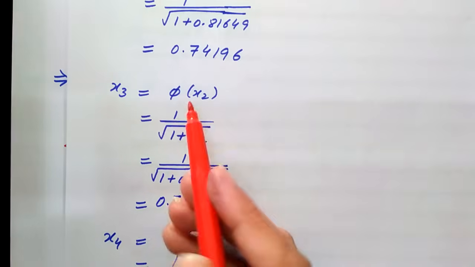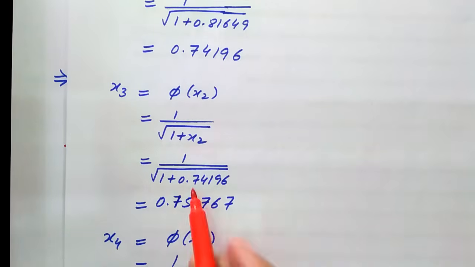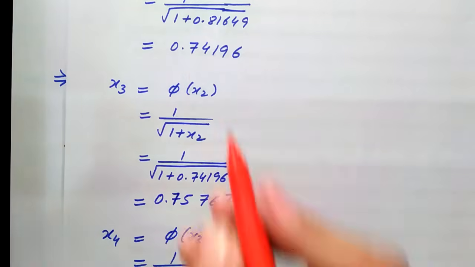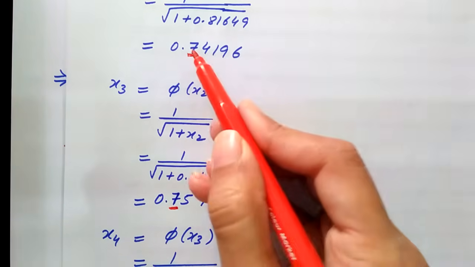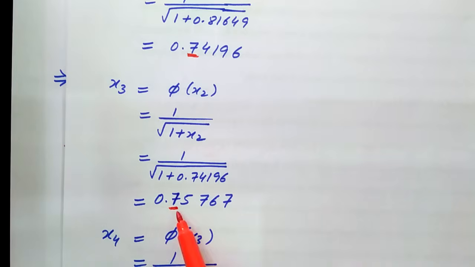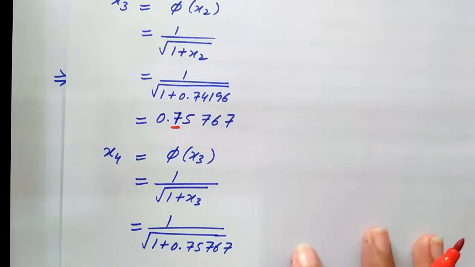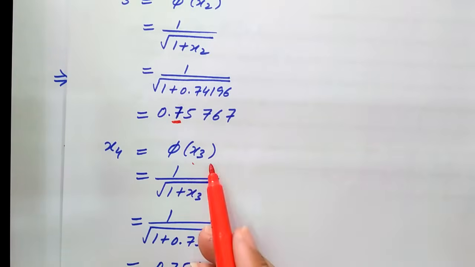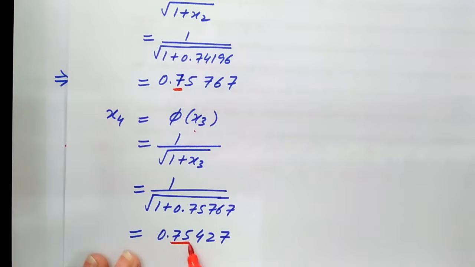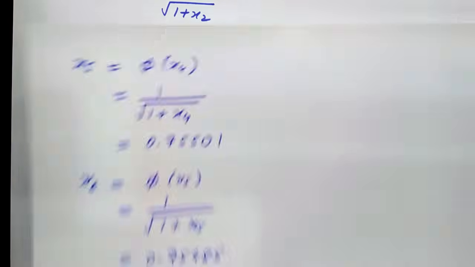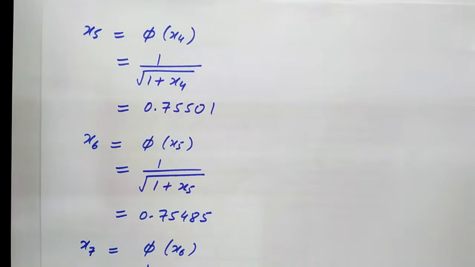Now solve it for phi of x2. I got 0.75. See, up to 1 decimal place my answer is repeated: 0.7, 0.7. Now find the value for x4, that is phi of x3. I got 0.75. Up to 2 decimal places this answer is repeated. I will continue this process until my answer is repeated up to 5 decimal places.